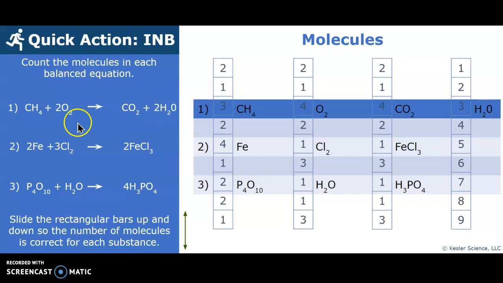So if you look here, we count, there's 2 oxygen molecules, so there's 2 O2, so that means there are 4 oxygen atoms on the left. If we have 1, 2 here, because you see the 2, then we have 2 water molecules on the right, so that means 2 more oxygen atoms. So we have 4 here and 4 here.